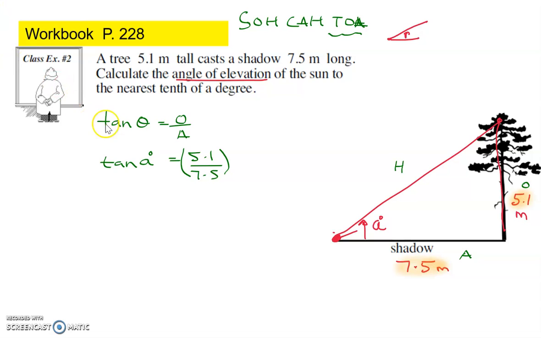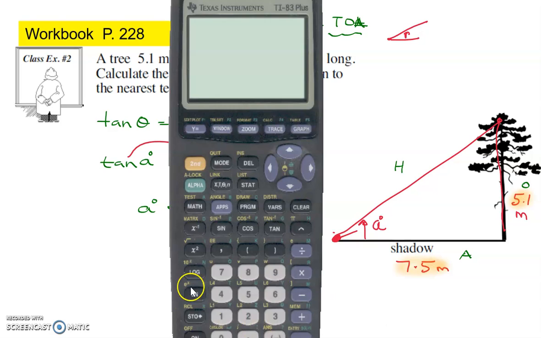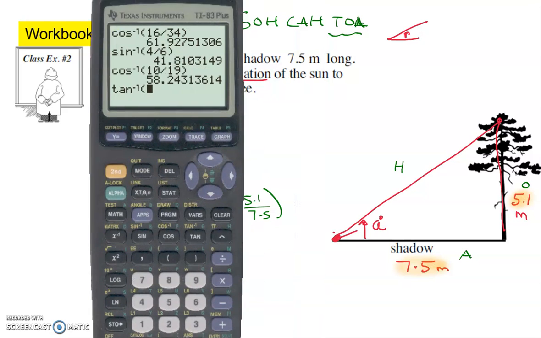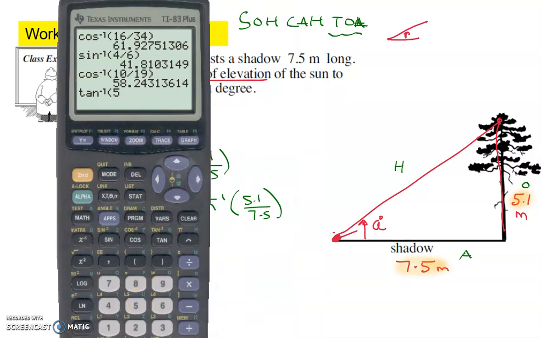And then remember, to solve for an angle, you have to use anti. So this will end up becoming A is equal to anti-tan of 5.1 over 7.5. So we're going to put that in our calculator. Anti-tan of 5.1 divided by 7.5. Close our bracket and enter.